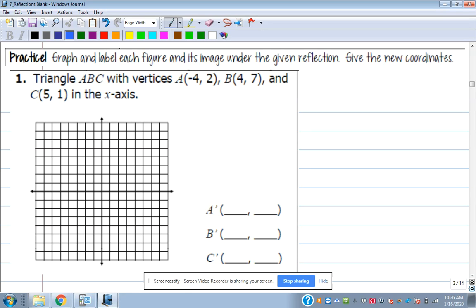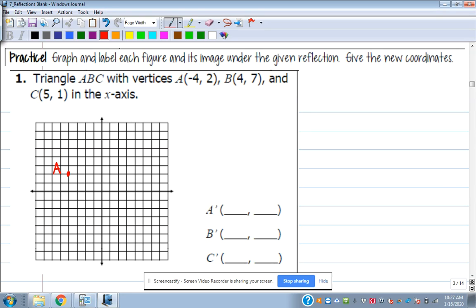We're going to graph and label each figure and its image under the given reflection and give the new coordinates of the image. So we're going to graph the pre-image and the image. The first one says triangle ABC, where A, B, and C are the vertices of the triangle. A is at negative 4, 2. On my coordinate plane, I'm going to graph triangle ABC. So I'm going to go to negative 4, 2: 1, 2, 3, 4, 2. And that's going to be point A.